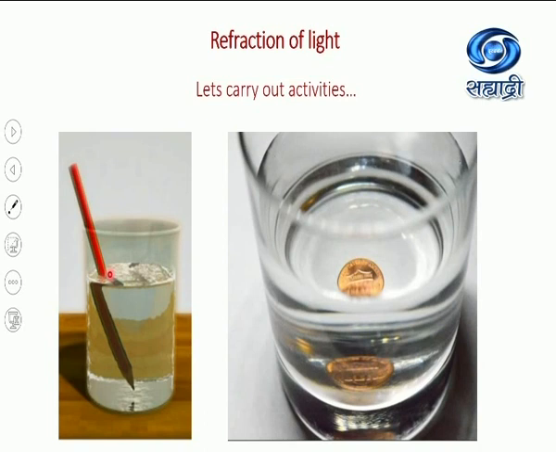Second activity: take a glass of water and dip one coin in the water. We are able to see two different positions of the coin. Actually, we dropped only a single coin, but we can see two different positions. The coin is actually at the base, but this is the apparent position of the coin which can be observed by this experiment. This is due to refraction of light.